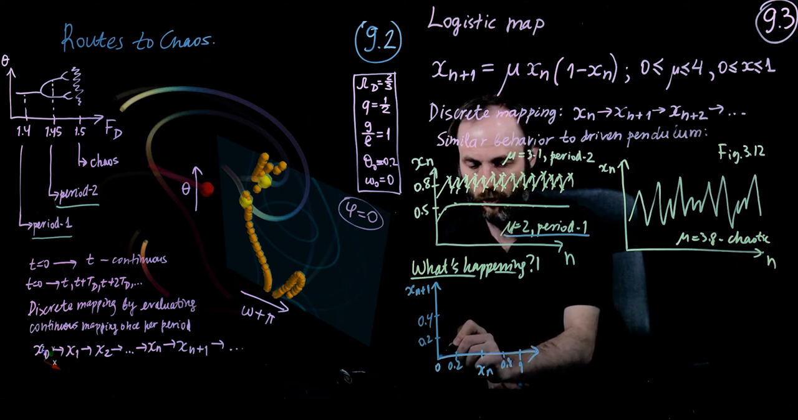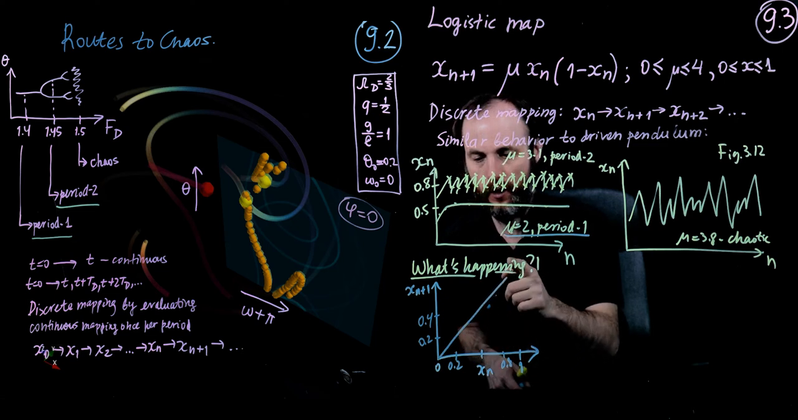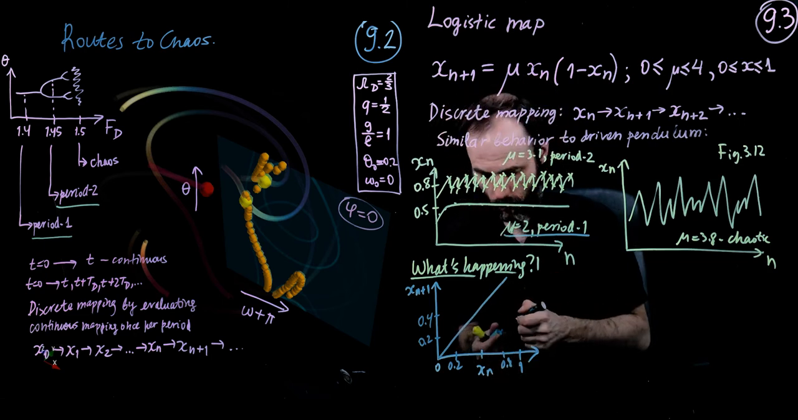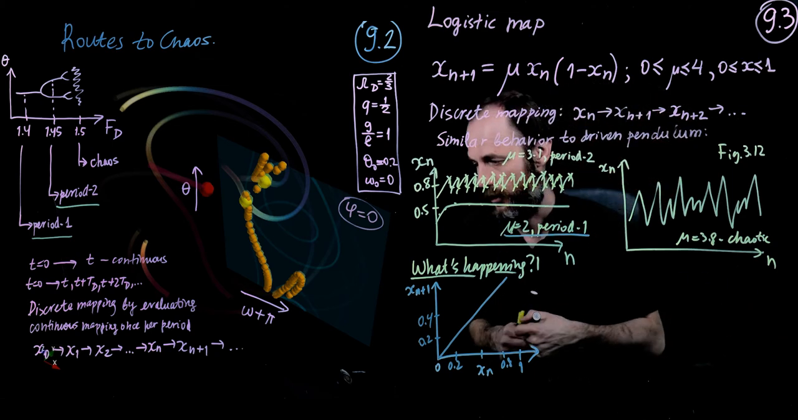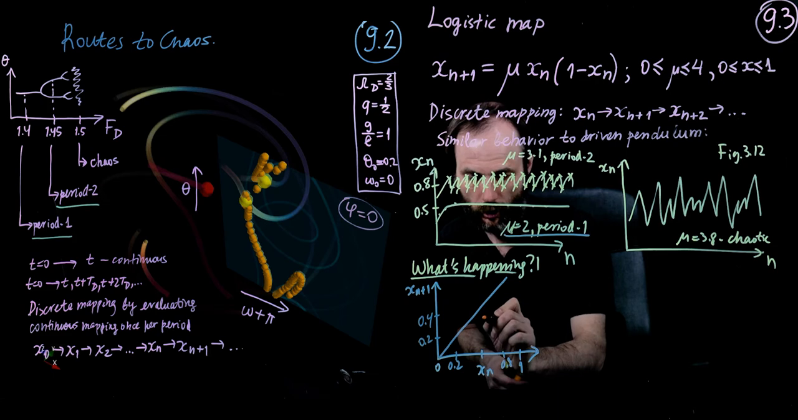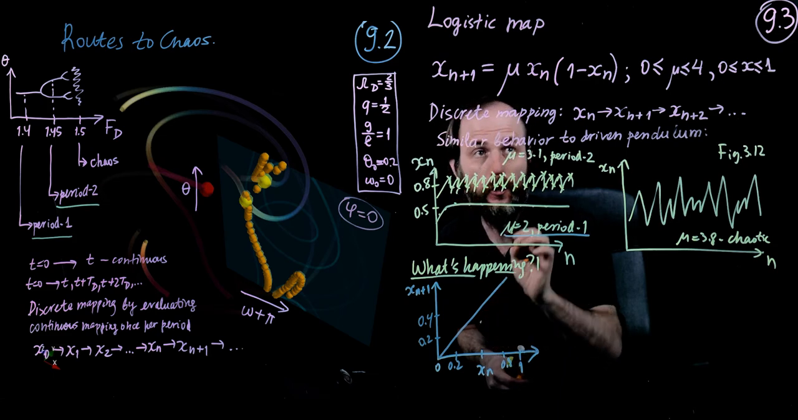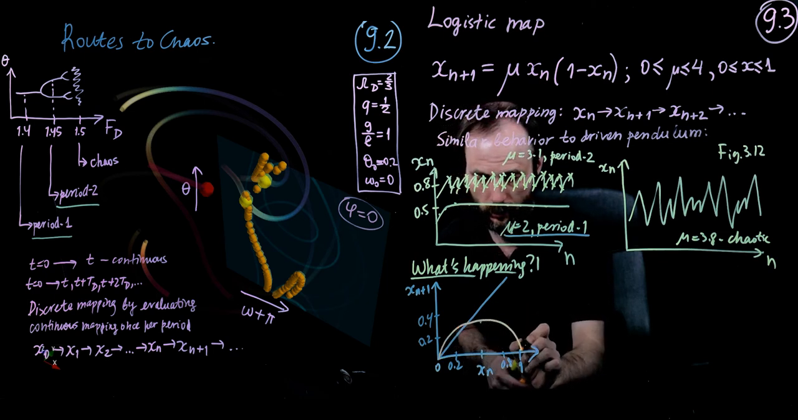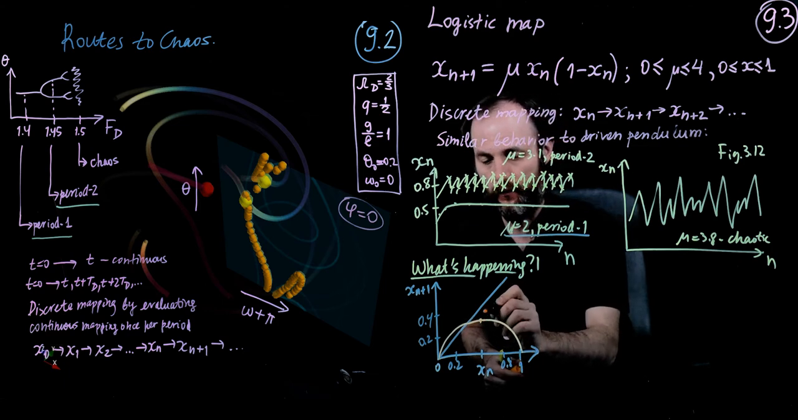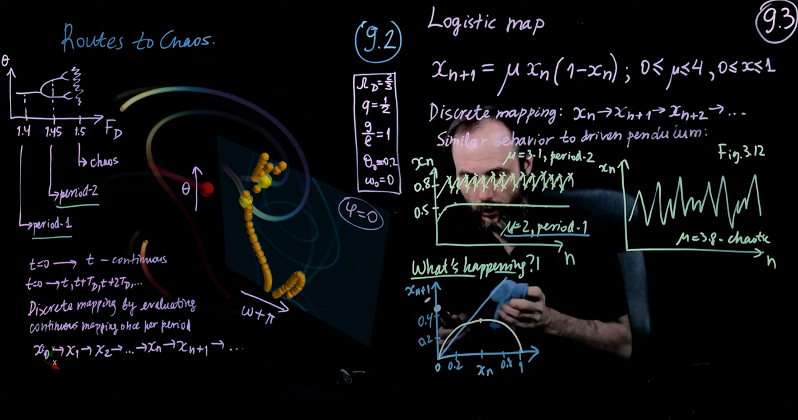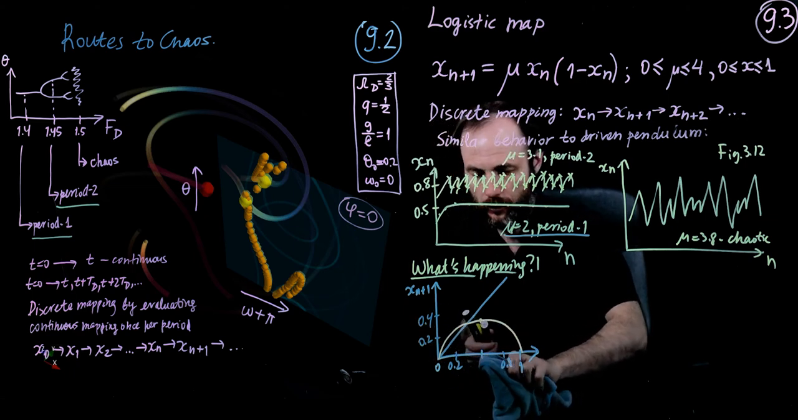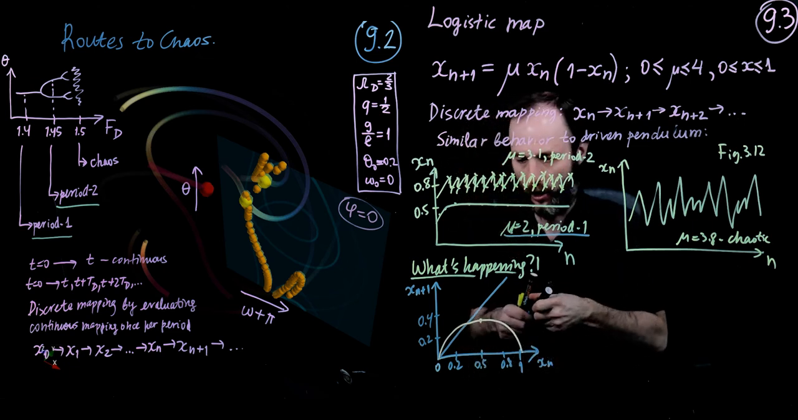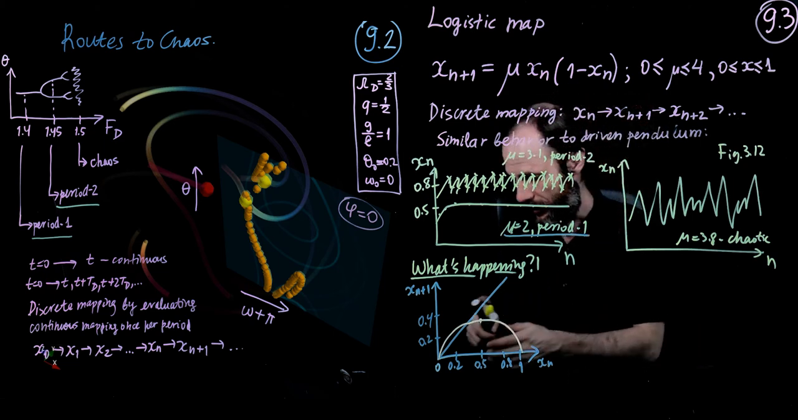So we're going to draw a diagonal that is xn plus 1 is equal to xn. We're going to see why we would need that. And then we're also going to draw, and I guess let me use a different color, this curve that corresponds to this mapping. It will look something like that. Okay, so it's symmetric. It peaks at 1 half. Let me mark that this is 1 half, just to be clear. 0.5, and that's xn.